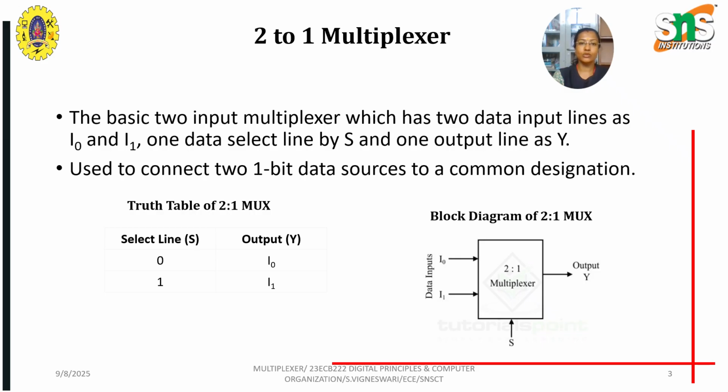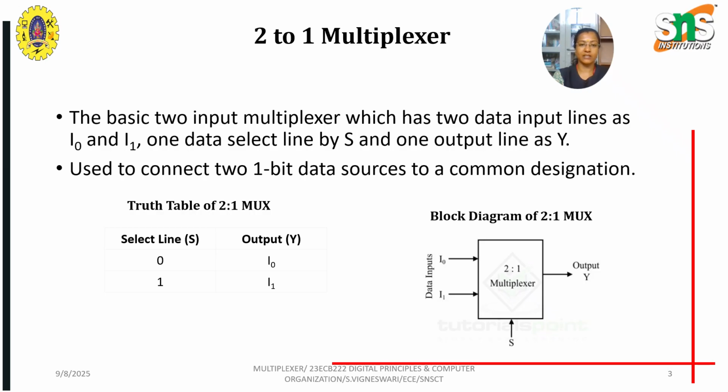So let's start with the 2 is to 1 multiplexer. It comprises two data inputs I0 and I1, and the selection line is S, and accordingly it will connect the output Y to the respective data input, either I0 or I1. When we say 2 power n inputs, the n represents the selection line, right? So based on the selection line, the output Y will be connected to one of the data inputs. Here we can see the truth table of a 2 is to 1 multiplexer.